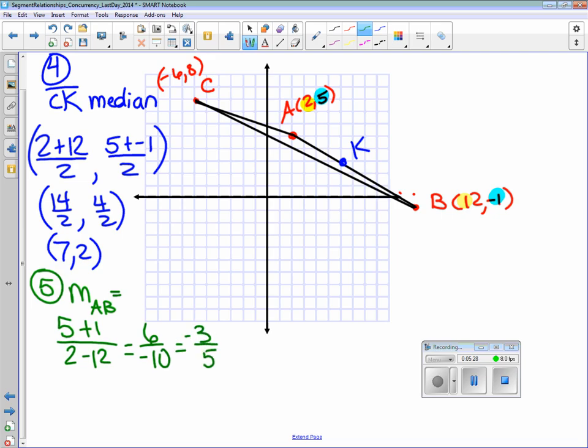Did you get that? So that's the slope of AB. That's not the slope I want. What's the slope of the perpendicular? Positive 5 over 3. Excellent.